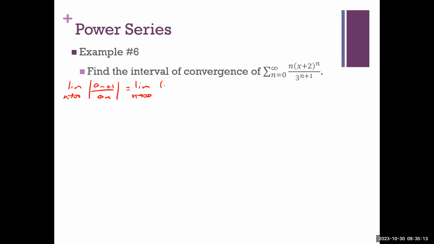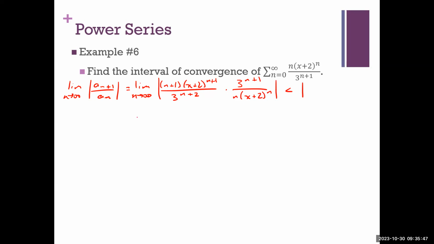Right, so that's n plus 1 times x plus 2 to the n plus 1 over 3 to the n plus 2, times 3 to the n plus 1 over n times x plus 2 to the n. We want that to be less than 1. Hopefully a lot of stuff simplifies, does it?